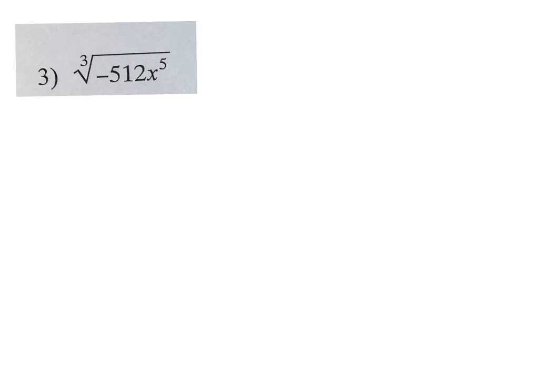All right, so it wants the cubed root of negative 512x to the 5th. Cubed root means we're looking for something that groups up 3 times. So you can use your factor tree if you want to do that. Remember, if it is a cubed root, it's okay that it's a negative. You're just going to pull a negative out when you do this factoring.